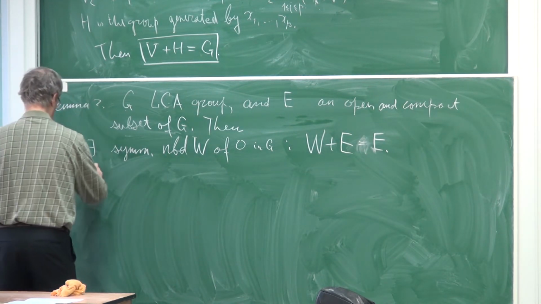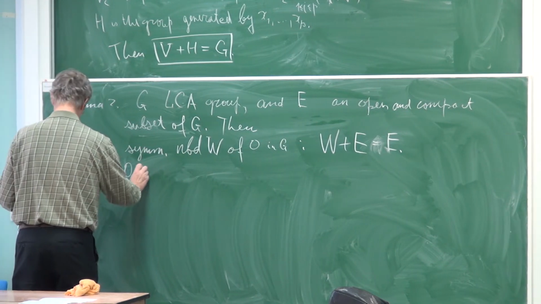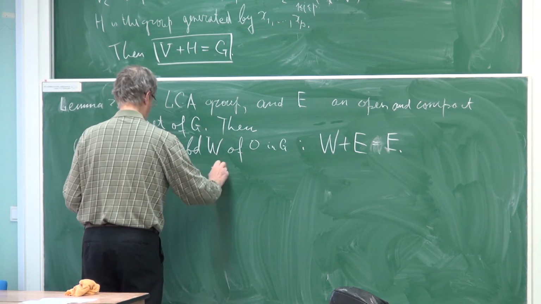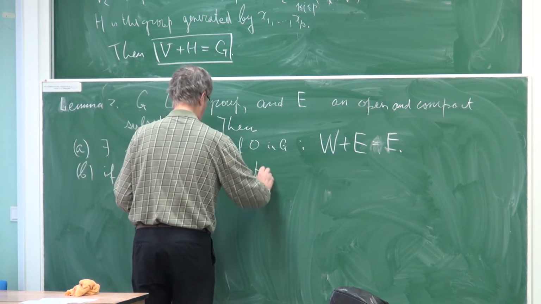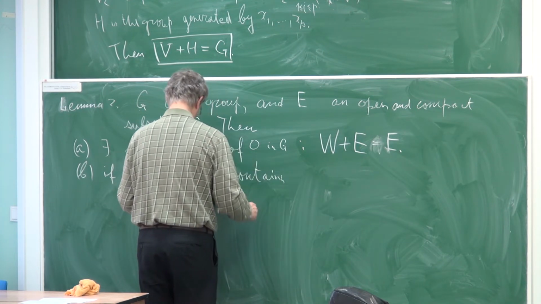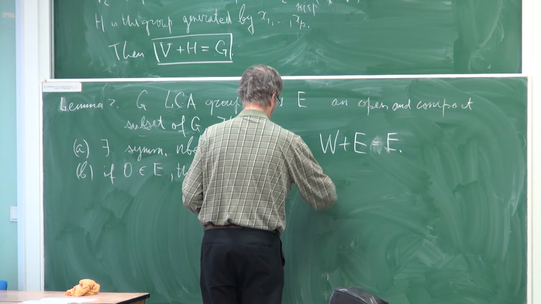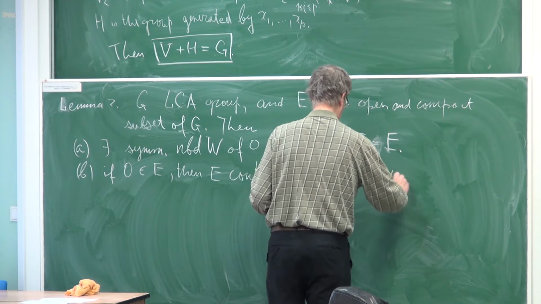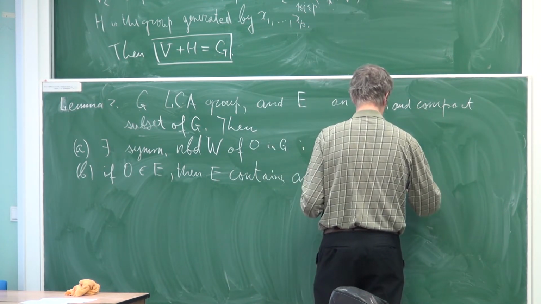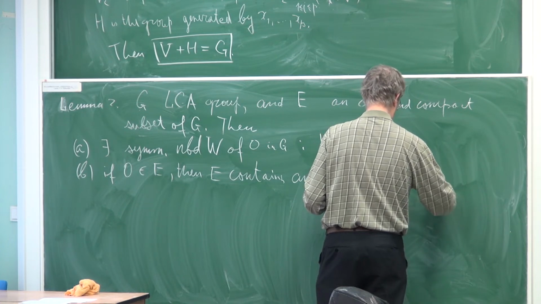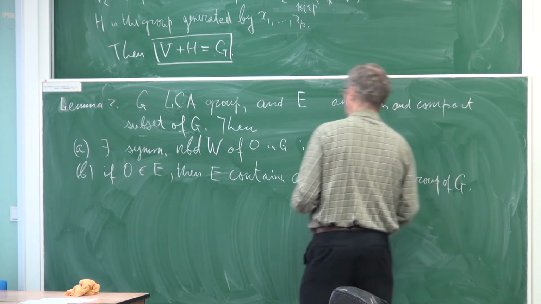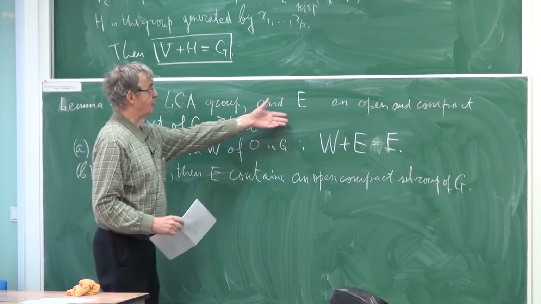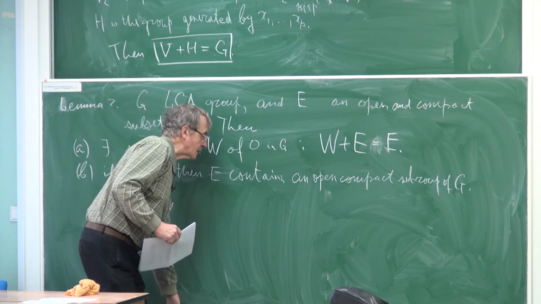B: if 0 is in E, then E contains an open compact subgroup of G. So if this E is a neighborhood of 0, then we can replace it even by a subgroup which has the same properties, open and compact.